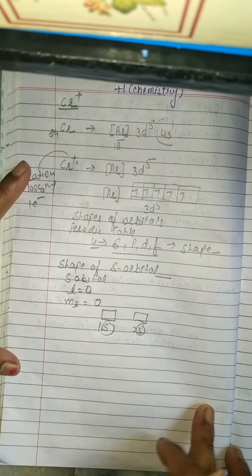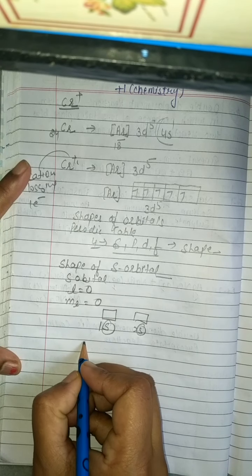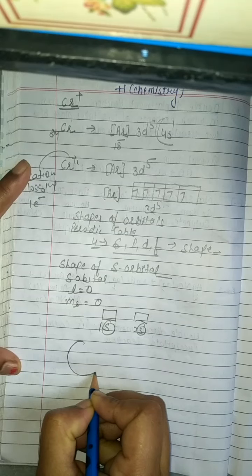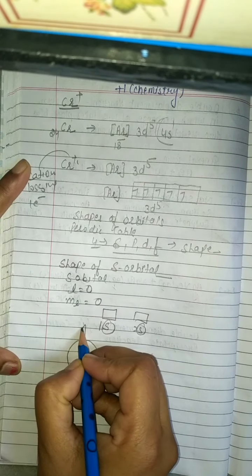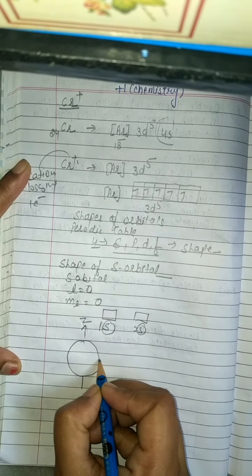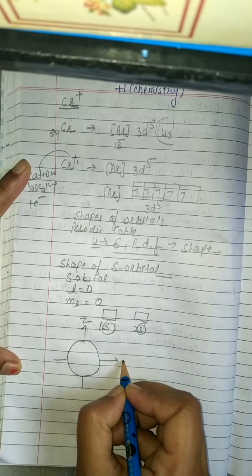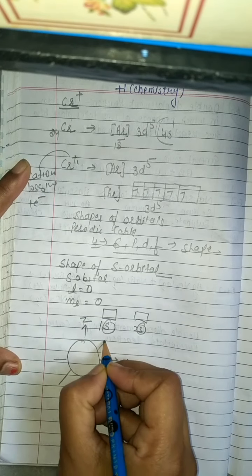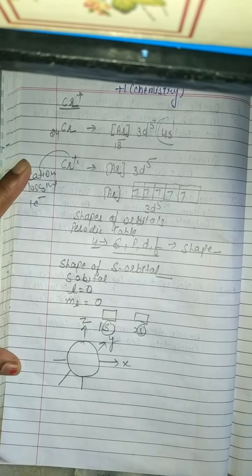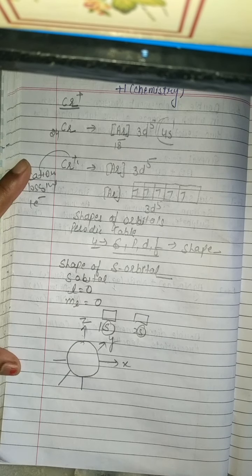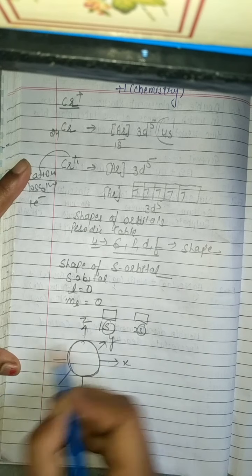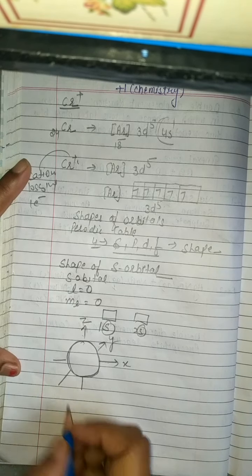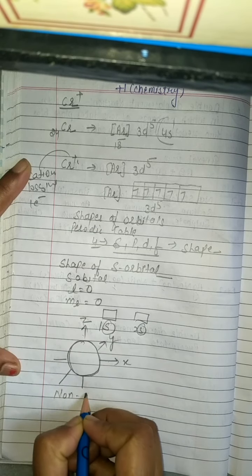Now the shape of the S orbital is spherical. Here we have the Z, X, Y dimensions: X axis, Y axis and Z axis. But the shape of the S orbital is spherical, and it is also called non-directional.